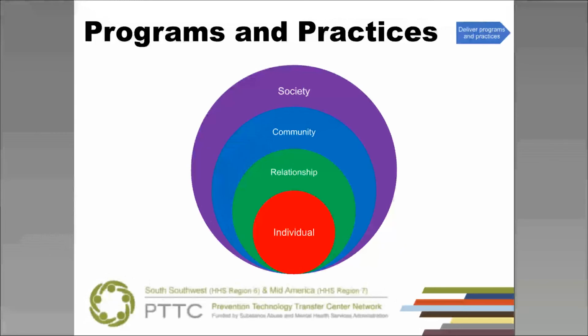Matched up a program or practice with a risk or protective factor that you prioritize. Ideally, these programs or practices are strategies that have shown positive outcomes with some sort of evaluation. They may be individual, like a school-based curriculum, relationship, like parenting programs, community or school-based policy, society, sometimes that's policy as well. Ideally, you have ones that hit multiple of these in order to get the best impact.